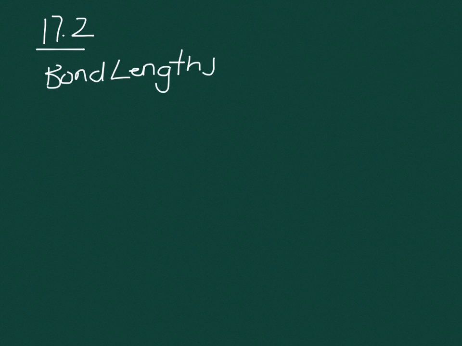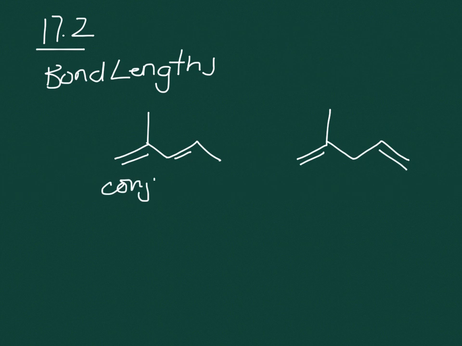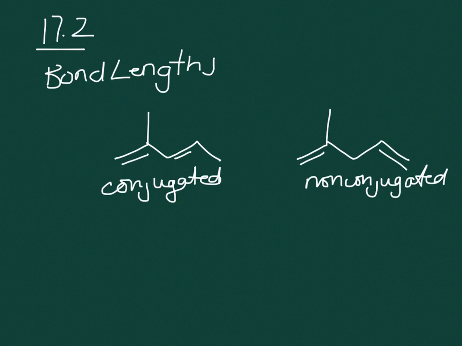Okay, now we move on to 17.2. I'm not going to worry about the preparation. I want to look at bond lengths. Okay. So on the left here we have a conjugated diene. And on the right we have a non-conjugated diene. Let's number the carbons.